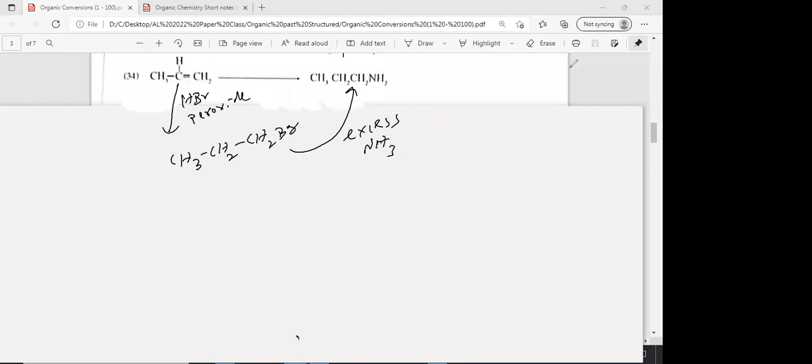Then question number 35. Everyone understood this, so I'll move to the 35th one. I'll erase the screen.